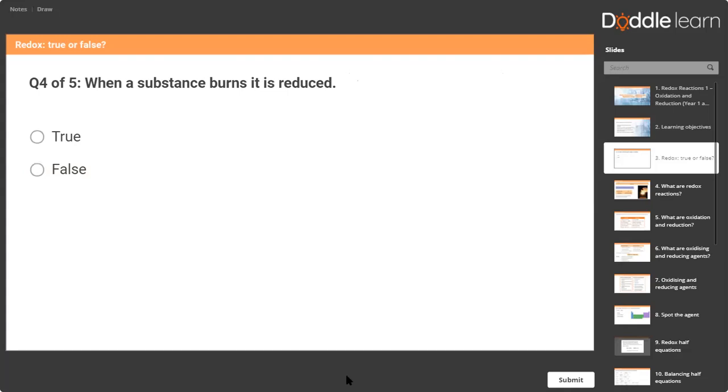This is one that can cause lots of confusion. But when a substance is burned, it is oxidized, because we are burning it in the presence of oxygen. If you think back to the fire triangle at key stage 3, oxygen is one of the key participants, and we need oxygen to be there. So we're not reducing it or removing oxygen, we're adding oxygen. When a substance is burned, it is oxidized, so it's false that it's reduced.